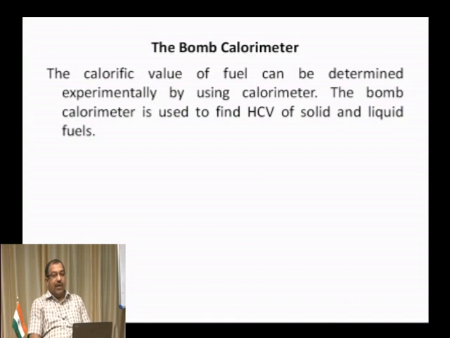To determine the calorific value of fuel, we use various devices. There are two devices: one is the bomb calorimeter, another is the Junkers gas calorimeter. To find the calorific value of solid and liquid fuels, we use the bomb calorimeter, whereas to determine the calorific value of gaseous fuel, we use the Junkers gas calorimeter. Now let us understand what the bomb calorimeter is, how it is constructed, and what procedure we adopt to calculate the calorific value of the fuel using this device.